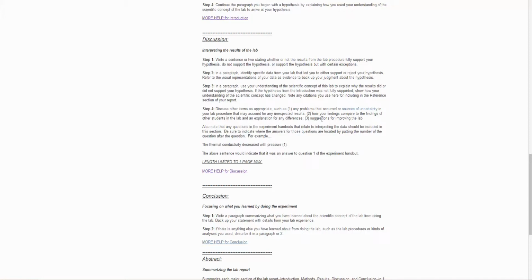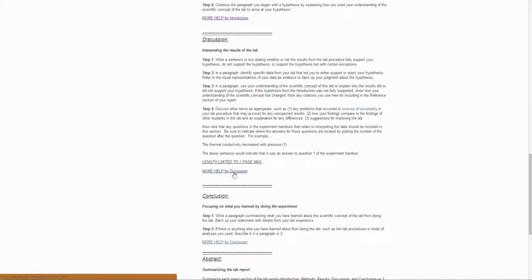For example, you would do that by putting a sentence here. I have a sentence that says the thermal conductivity decreased with pressure. Let's say that was a statement to respond to a question in the experiment handout, associated with question 1. You would put open and closed parentheses with a 1 in there. That basically indicates that the above sentence was an answer to question 1 in the experiment handout. And also make sure that your discussion section is no longer than 1 page. Okay, so there's the basic setup.